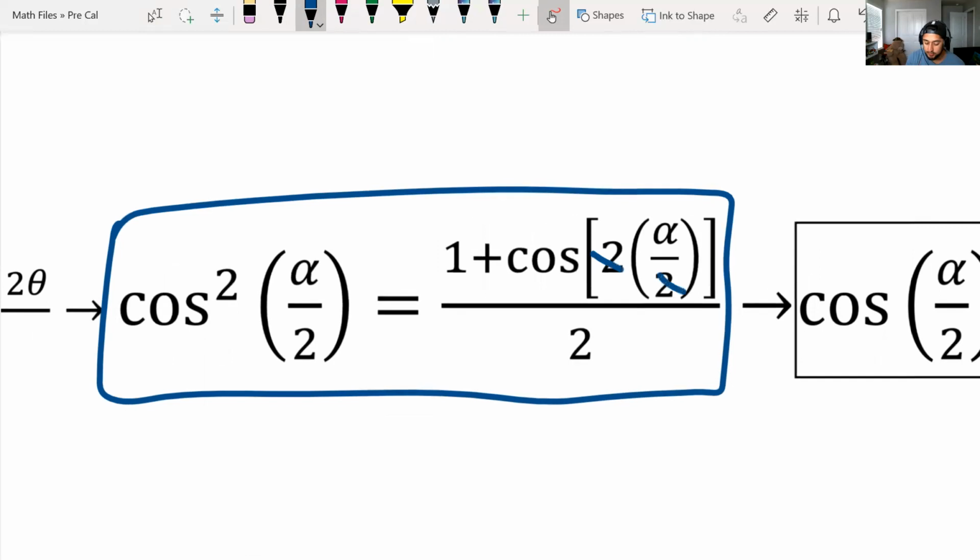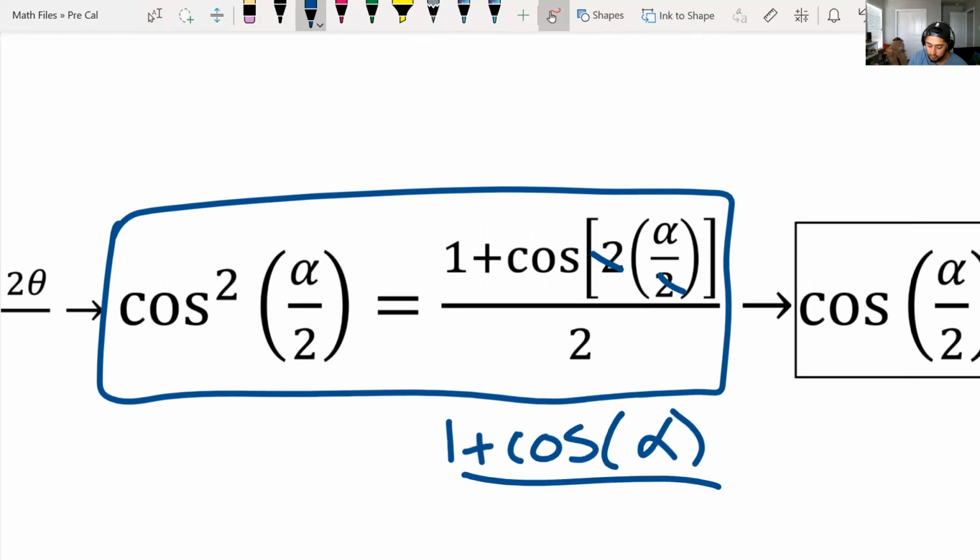You can cancel out the 2's already. So what we're going to use is the formula 1 plus cosine alpha over 2. Okay. Let's go back. So you'll get 1 plus cosine theta over 2. Perfect. And then all we have to know is what's the value of cosine, and cosine from this triangle, uh-oh.